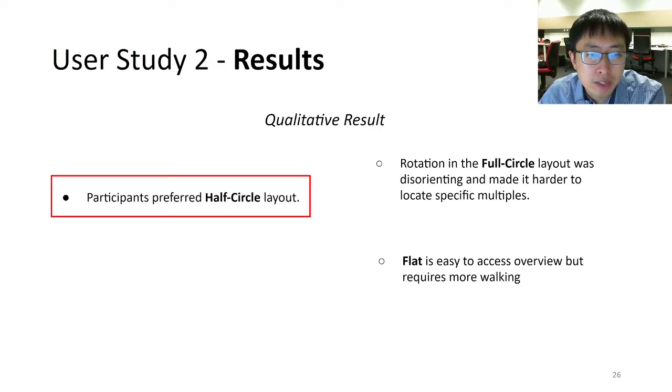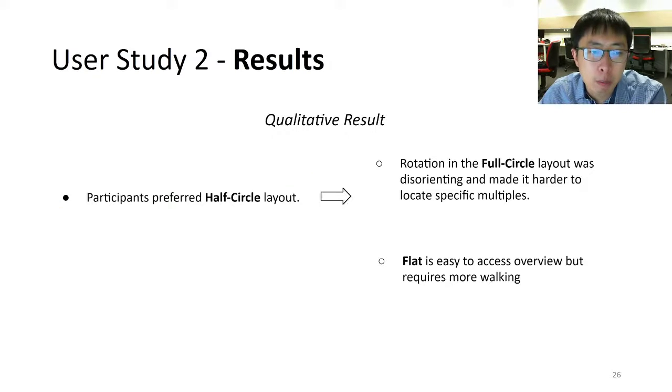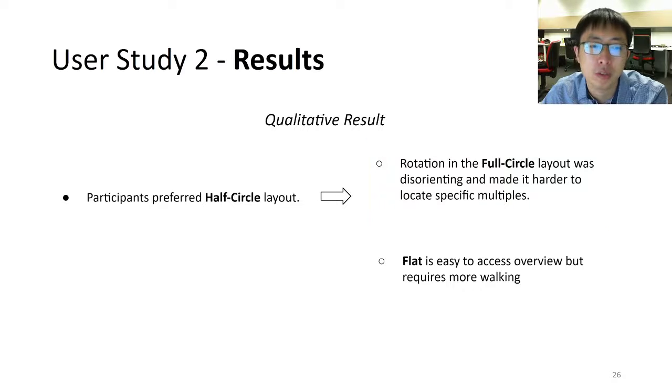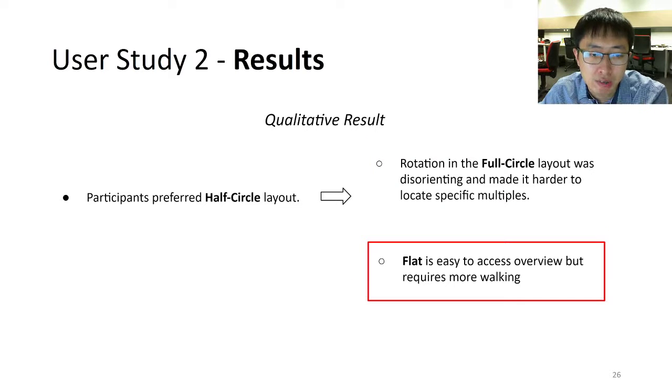Finally, participants preferred for both tasks the half-circle layout. Their comments explained that it was a good compromise between walking and rotation, and that it allows for an overview at a glance by taking a step back. Participants identified that rotation in the full circle layout was disorienting and made it harder for them to locate specific multiples. Similar to the half-circle layout, flat was appreciated for its easy-to-access overview, but the amount of walking necessary was considered an issue.